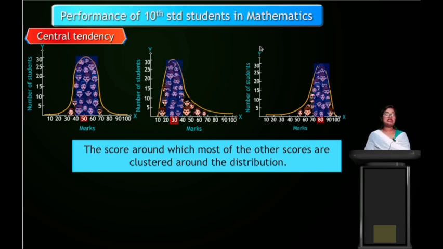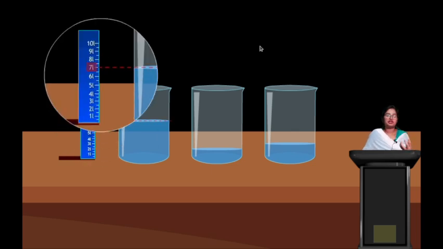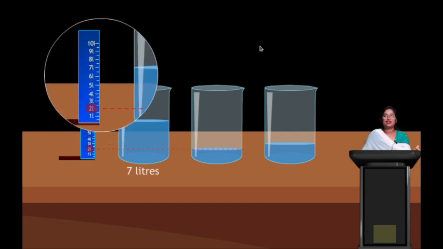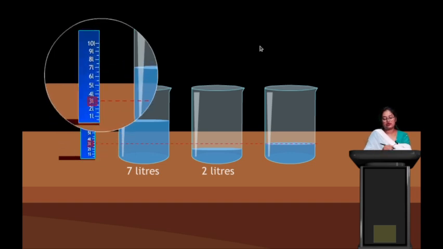Now let us see one of the most fun and interesting activities. Here you can see there are three beakers on the table, and in each beaker there is a different quantity of water. Let us see how much quantity the first beaker has. It is 7 liters. What about the second beaker? Can you make a guess? Yes, it is 2 liters. Now let us see the quantity of water in the third beaker. Here you can see it is 3 liters.